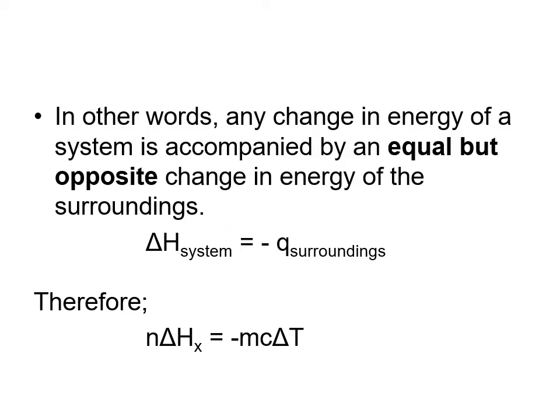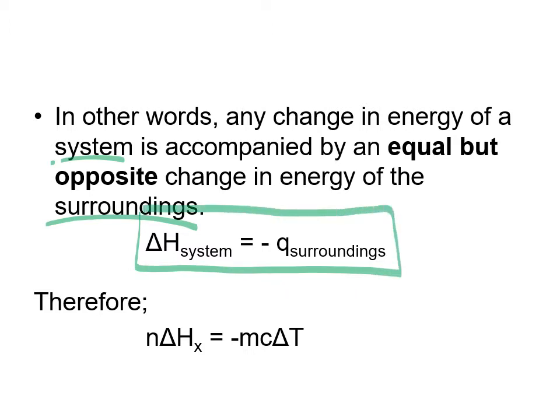So any change in the energy of a system is accompanied by an equal but opposite change in the energy of the surroundings. So what the system loses, the surroundings gains, or whatever the surroundings gain, the system will lose. So we can write it like this. Same idea, but specifically we're talking about the enthalpy change of the system, often a chemical reaction.